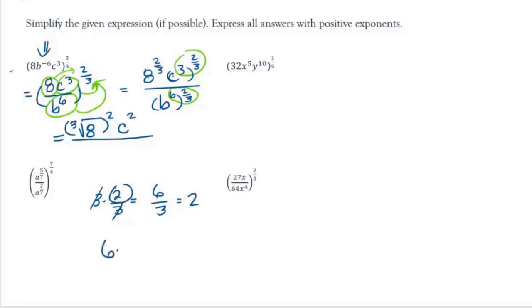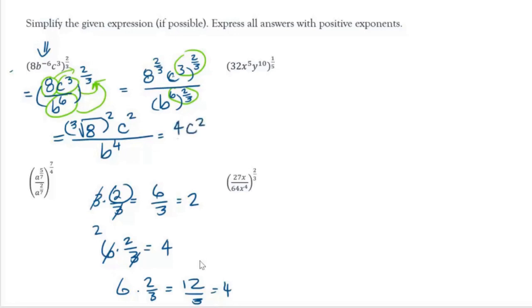Similarly, in the denominator, I have 6 times the power of 2/3. So the 6 and the 3 will cancel. 6 divided by 3 is 2, and my answer is 4. Or 6 times 2/3 would, of course, be 12 over 3, which is still 4. So my denominator is b to the power of 4. Now finally, let's evaluate the cubed root of 8 squared. The cubed root of 8 is 2, and 2 squared is 4, so my final answer is 4 c squared over b to the power of 4.